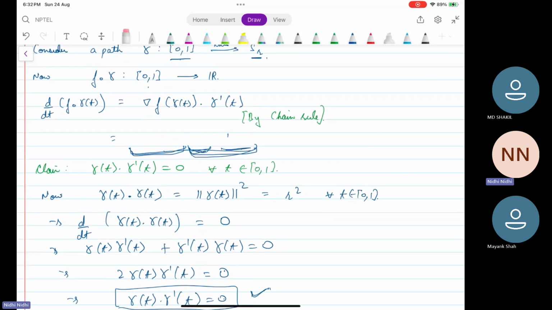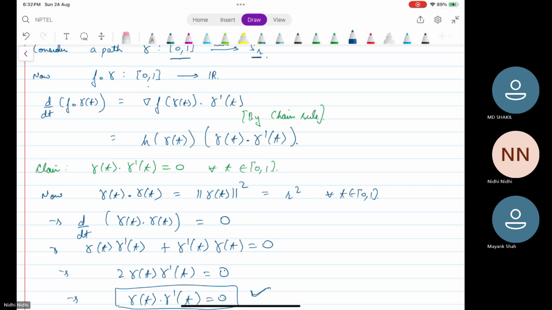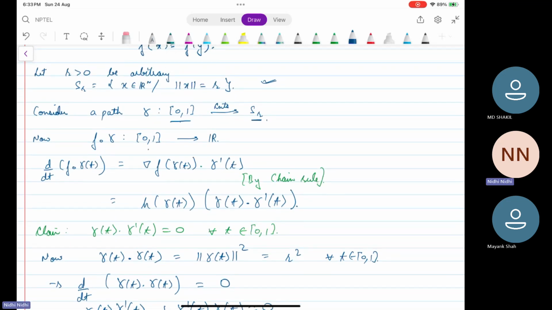So I'll write it properly. This is H gamma t times gamma t dot gamma dash t. Is it clear now? Actually, we change the association here. H of gamma t is multiplied with gamma t first, and then we will take the dot product with gamma dash t. Yes, we can take this H gamma t outside also. Okay, it is constant. It is kind of scalar multiplication.